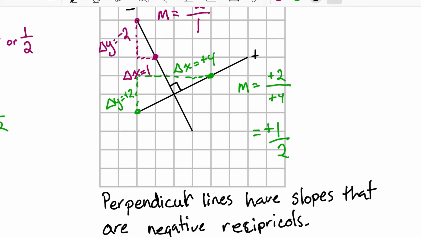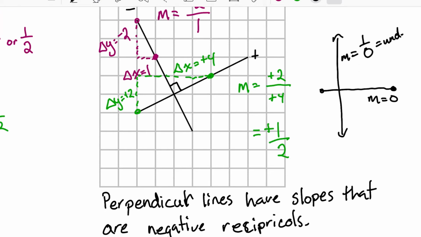Also, horizontal lines are perpendicular to vertical lines. So let's just take a quick look at that. Here's a horizontal line. The slope of our horizontal line is 0. Here's a vertical line. The slope of this line would be equal to its negative reciprocal. Well, 0 is neither plus nor minus, so it's just going to be 1 over 0, which is undefined.